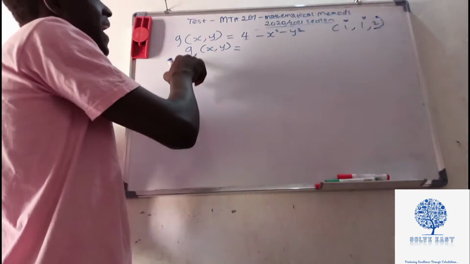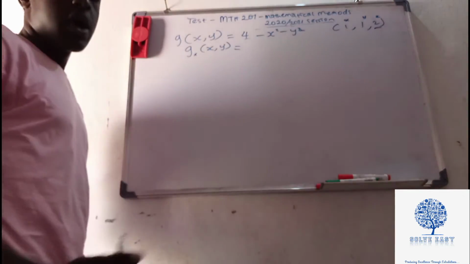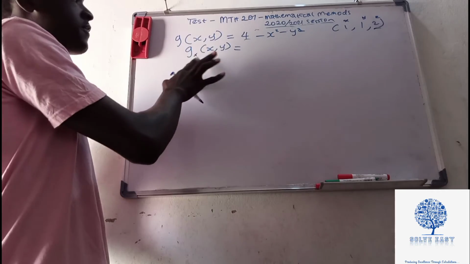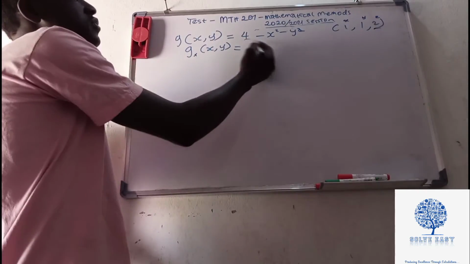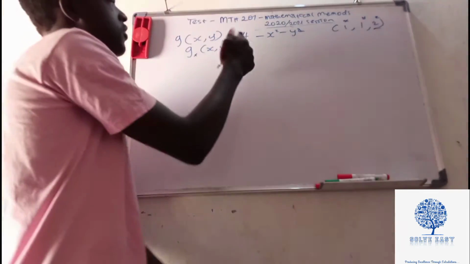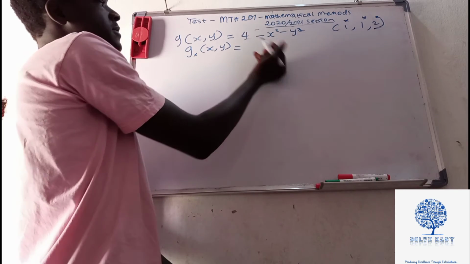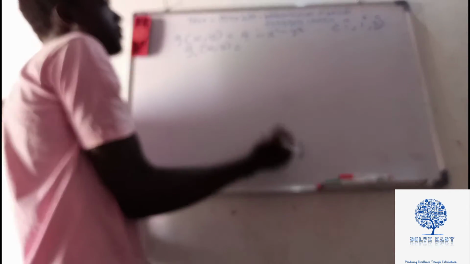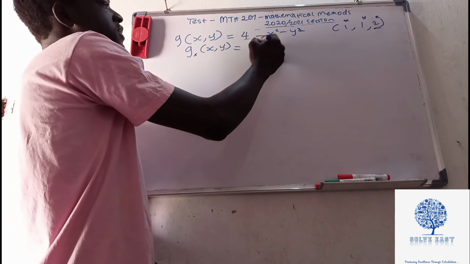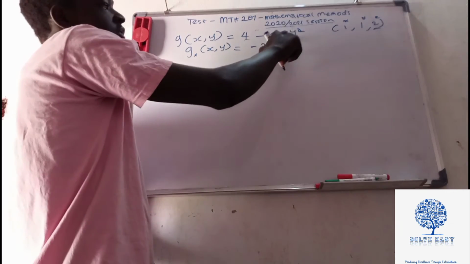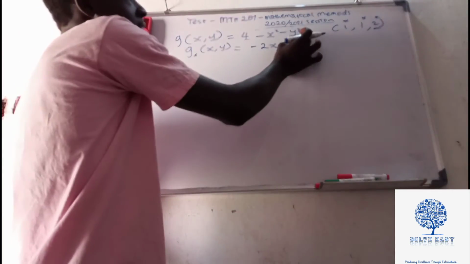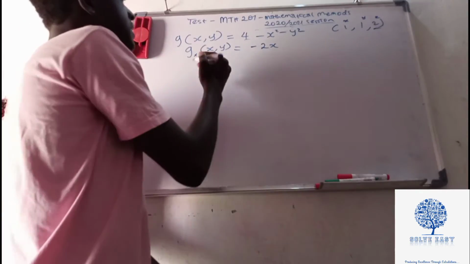Now g_x will be the slope in the x direction of this function. That is, we are going to differentiate the function with respect to x. Differentiating with respect to x, 4 gives us 0 because it is a constant value. Differentiating minus x squared gives us minus 2x. Differentiating minus y squared gives us 0 because y doesn't have a variable x.